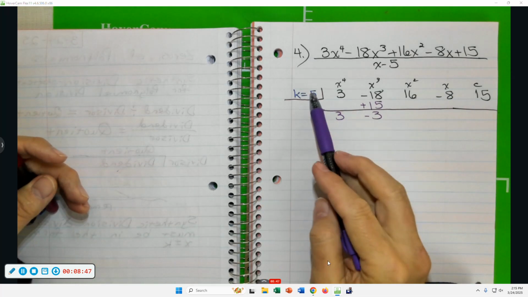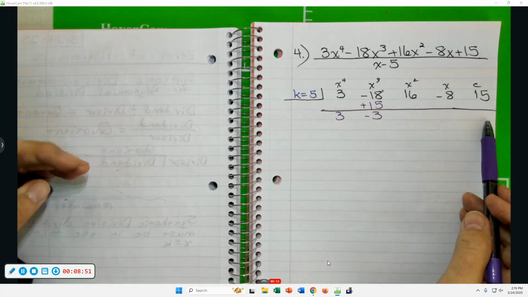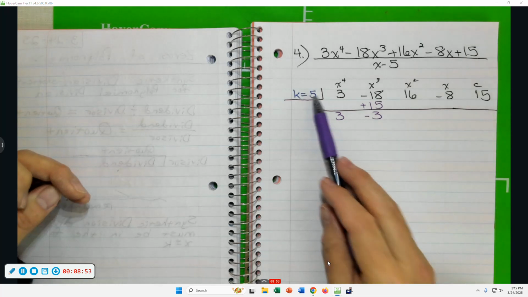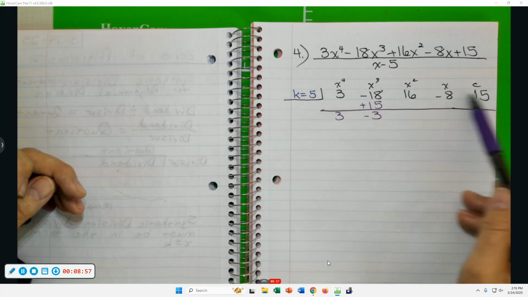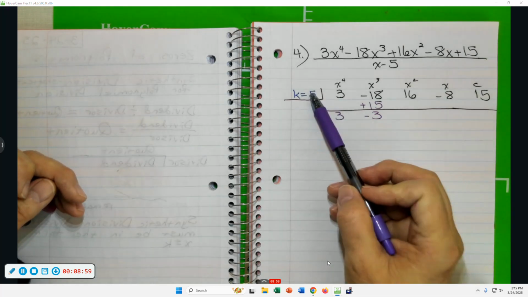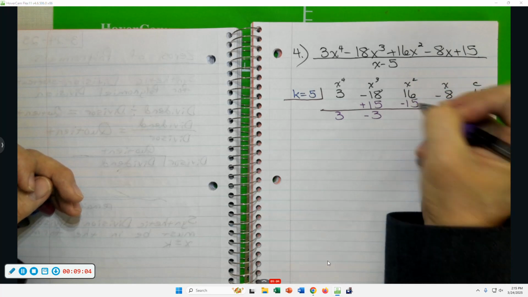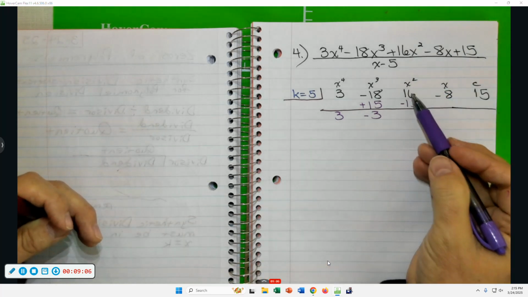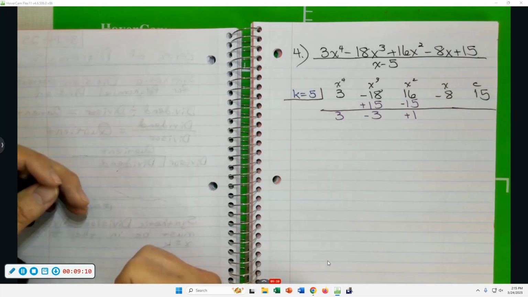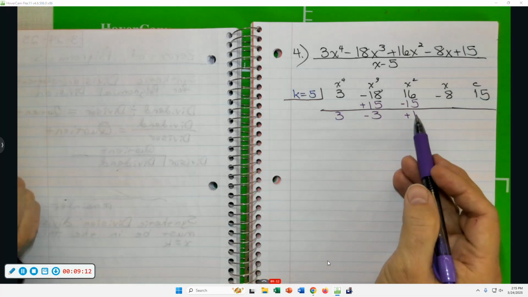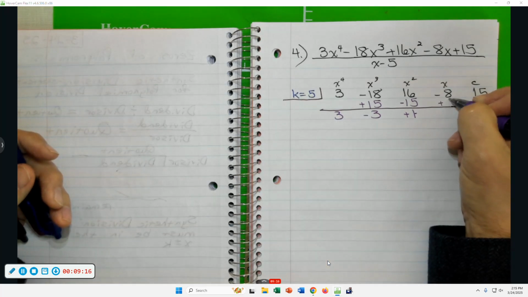Negative 3, you go back and multiply by the k-value. When you bring a number down, you multiply by the k-value, and you keep repeating that until you run out of these numbers up here on top. 5 times negative 3 is negative 15. 16 minus 15 is positive 1. Multiply again. Positive 1 times 5 gives you a positive 5.